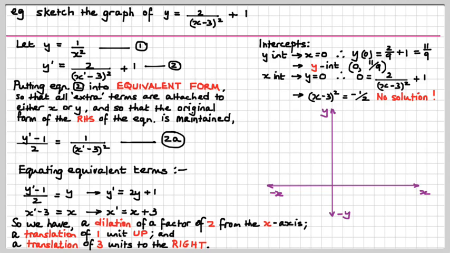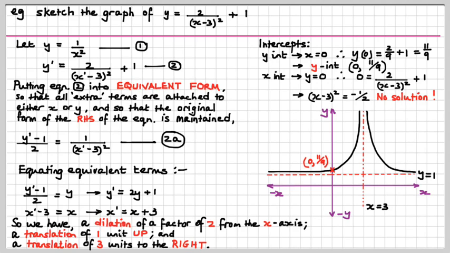So here we go. Now, what are we doing? We're moving 3 units to the right and 1 unit up, so there are our new asymptotes. And there's our y-intercept. Oh, look at that, it's beautiful. Yeah, it's really lovely, isn't it? So we're doing fine. We're doing mighty fine.